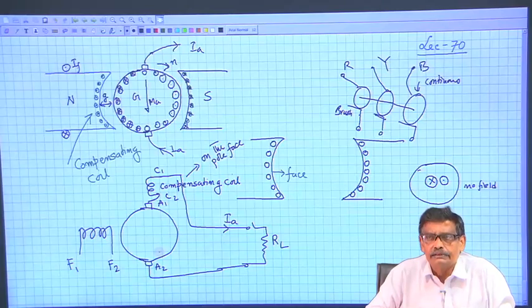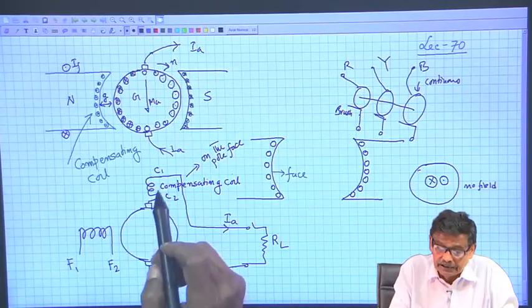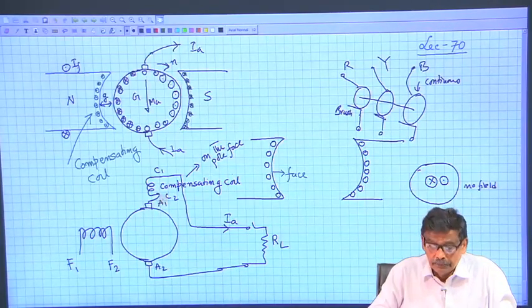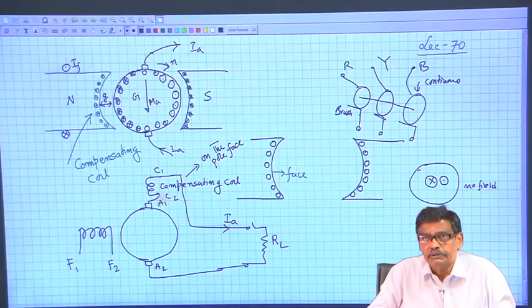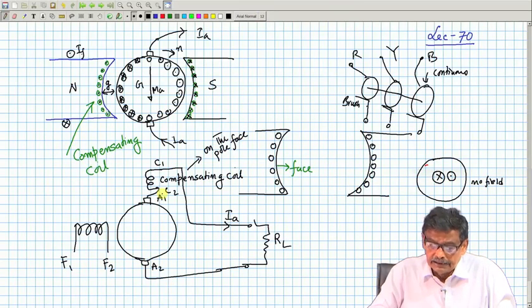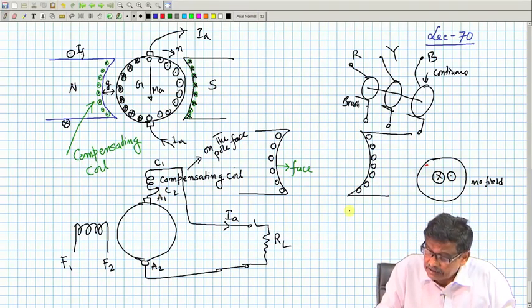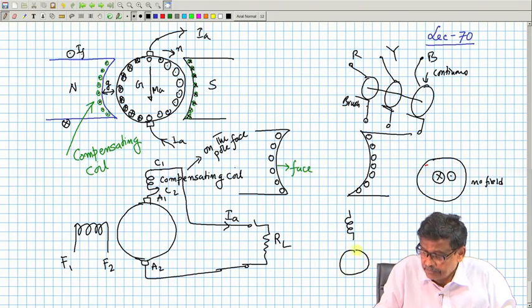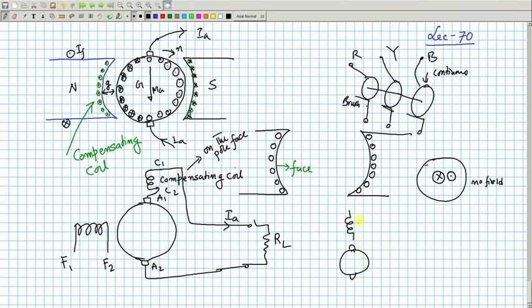Another practical thing is, you should be very careful when the compensating coil is there, you have to connect correctly. What I mean to say is that I could also connect the compensating coil like this, this is the armature for the same machine. Somebody, this is C1, somebody connects like this and C2 he takes, and this is the field coils.